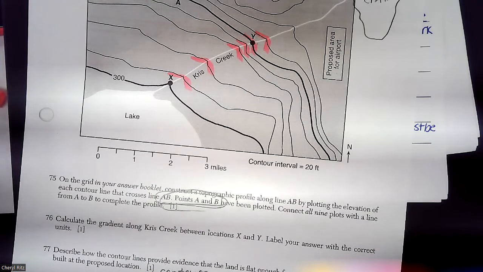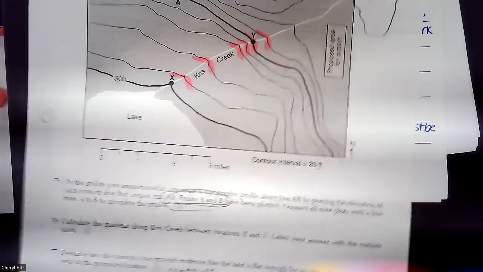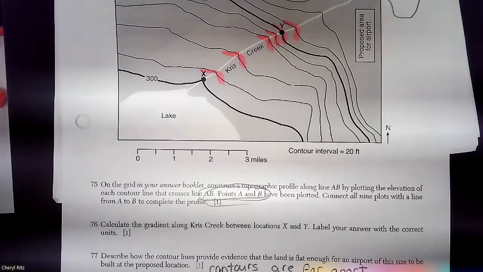All right, now question 76. I told you to skip it. Calculate the gradient along Chris Creek between locations X and Y. Label your answers with the correct unit.